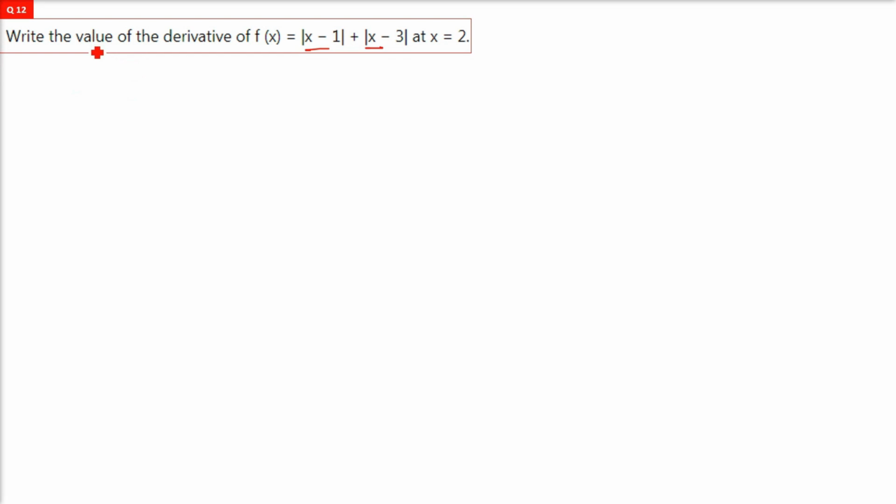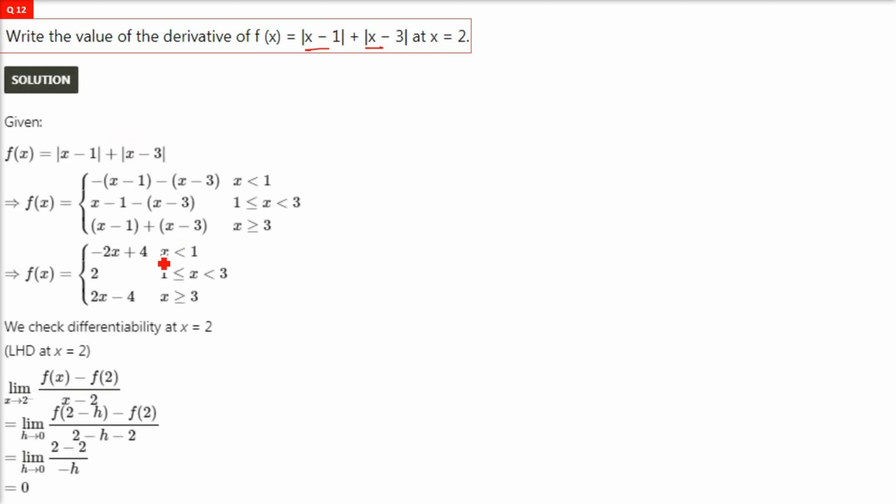Write the value of the derivative of fx equals modulus x minus 1 plus modulus x minus 3 at x equals 2. So this we are going to do. Okay. Now this modulus, please just see where this function is going to be 0. So x minus 1 equals 0 and x minus 3 equals 0. So x minus 1 equals 0 gives x equals 1. X minus 3 equals 0 will give you x equals 3. So you have to check at 1 and 3. But the question is saying something else. It is saying at x equal to 2, which is between 1 and 3.